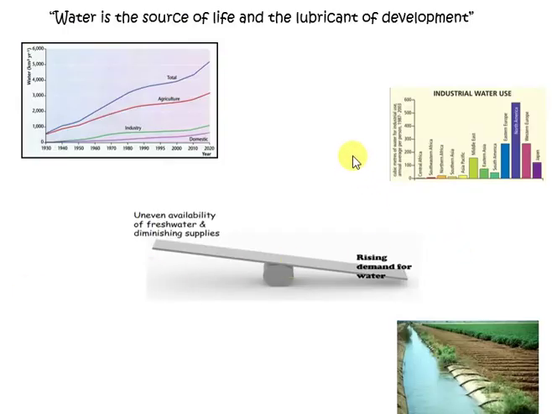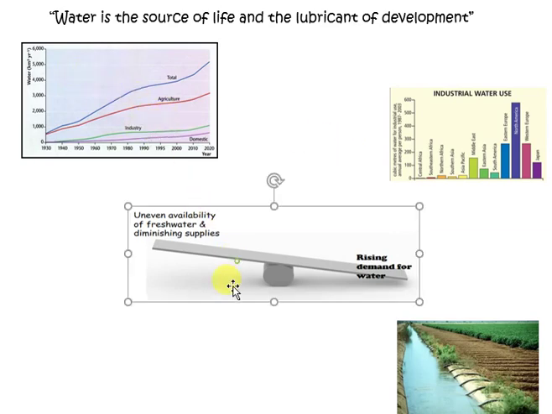Right then, we're going to read quite an in-depth article in class and make some detailed notes on this. I'm just going to introduce it now, folks. We are going to do this in class. You might want to just jot a few things down. But yeah, my little seesaw again: uneven supply of fresh water versus rising demand.